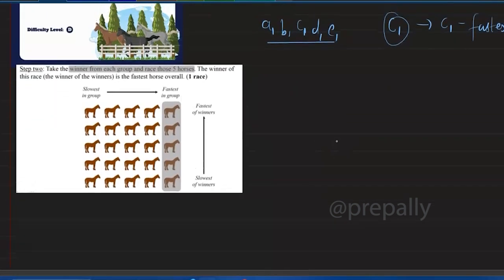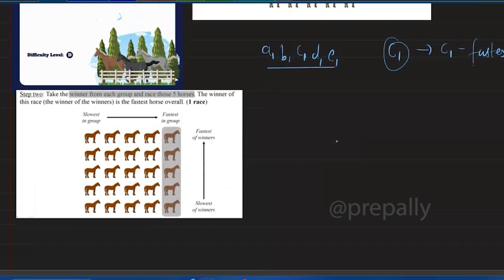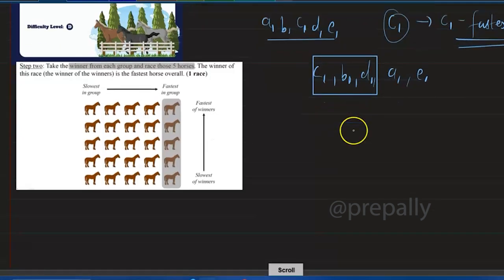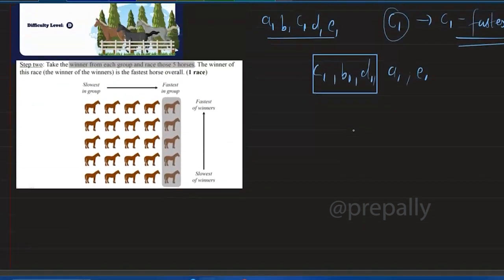And this is where the part becomes tricky because now you might be tempted to assume that if it's C1, B1, let's say D1, A1, and then E1, you might be tempted to say these three are your top three, but that's not the case. We only know C1 is the fastest horse. What happens next is we do not know if B1 is faster than C2, for example.